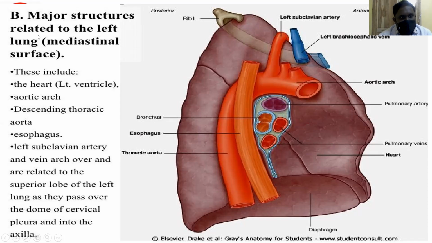Okay. This includes the heart, left ventricle, aortic arch, descending thoracic aorta, esophagus, left subclavian artery and vein arch over and are related to the superior lobe of the left lung as they pass over the dome of the cervical pleura and into the axilla.